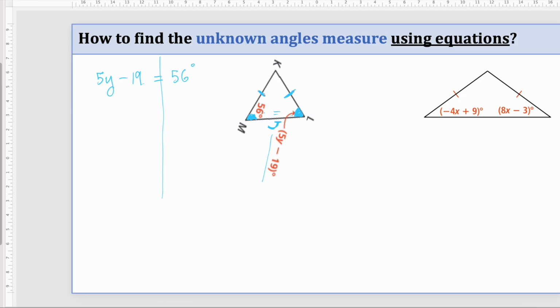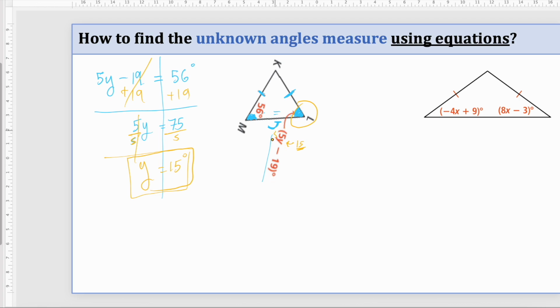Solve the equation. So first step is you need to add 19 on both sides. Okay. It's gonna be 75 and here 5y, then divide by 5 both sides. Y equals 15 degrees. 15 is the value of y only. It's not the value of the whole angle, it's only y.